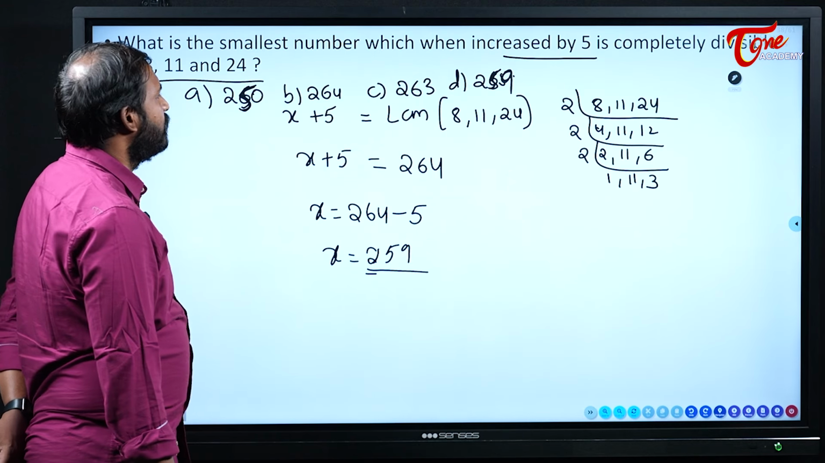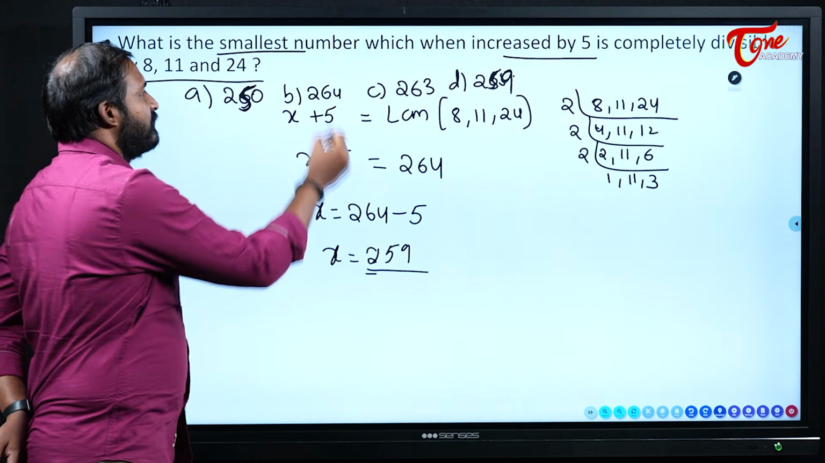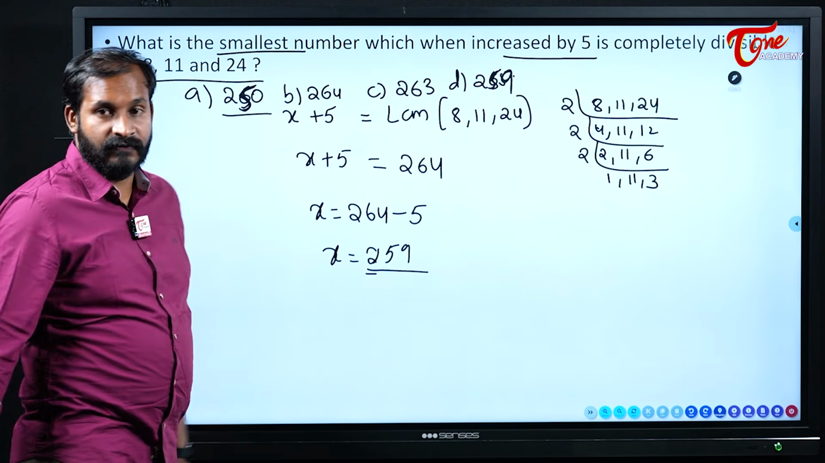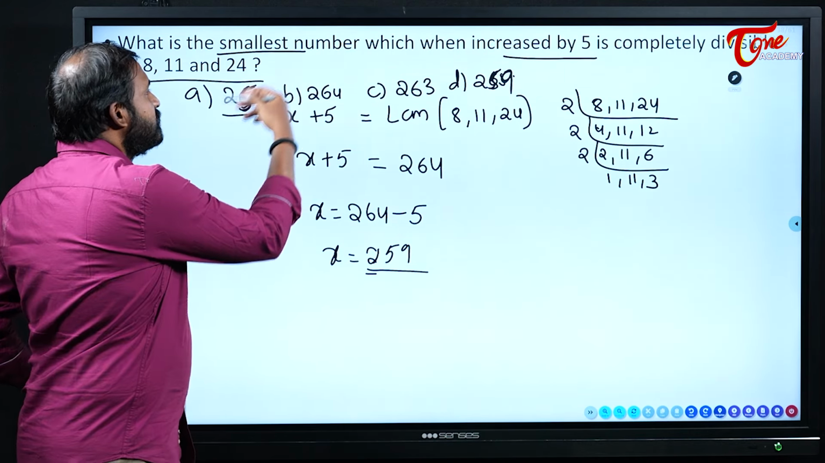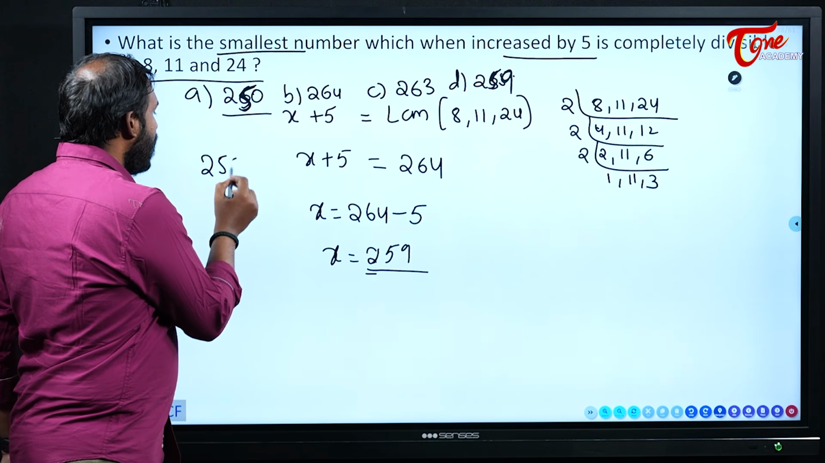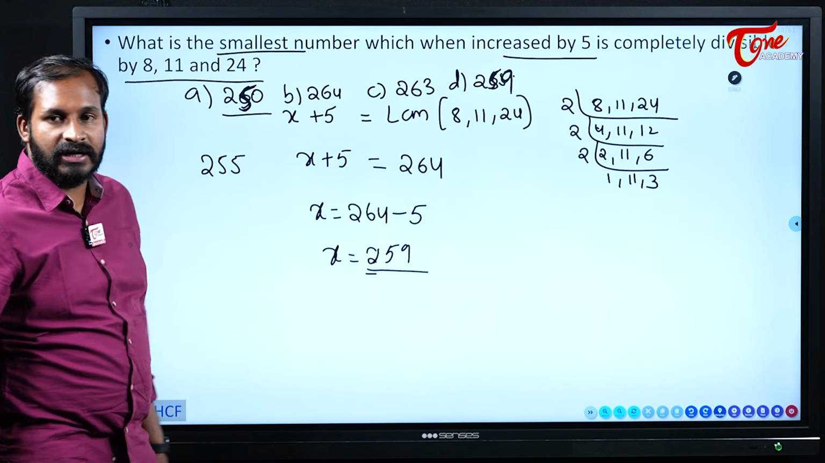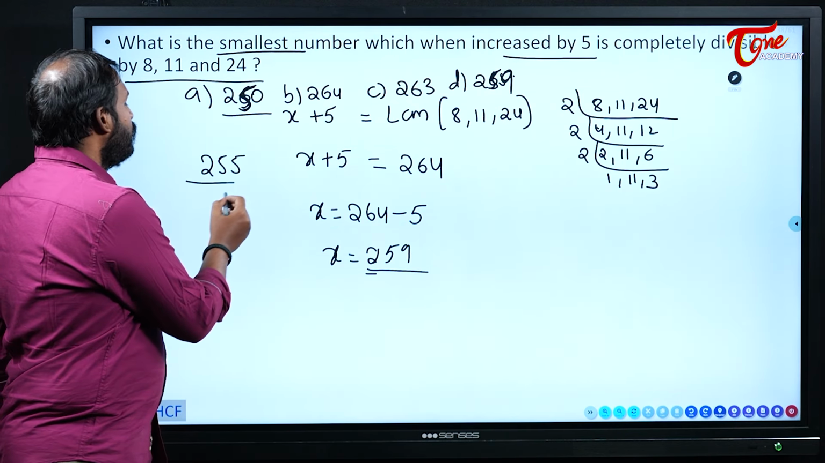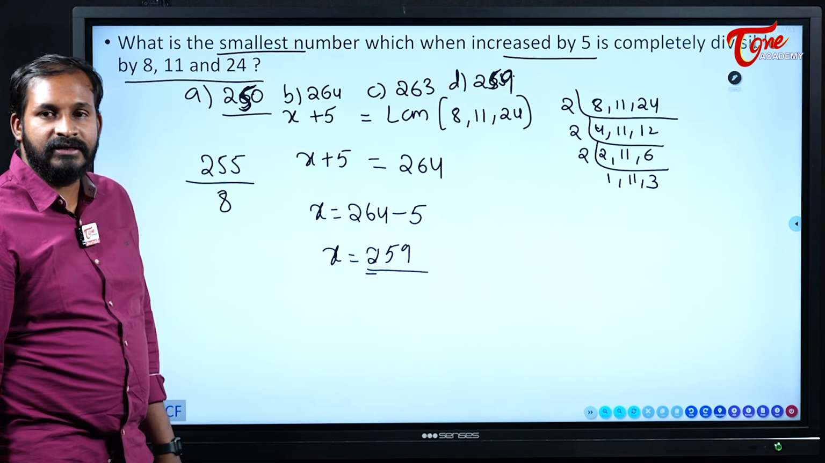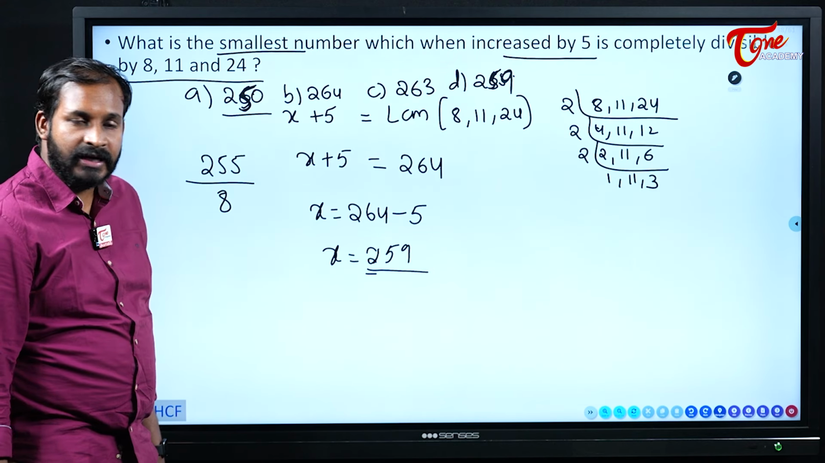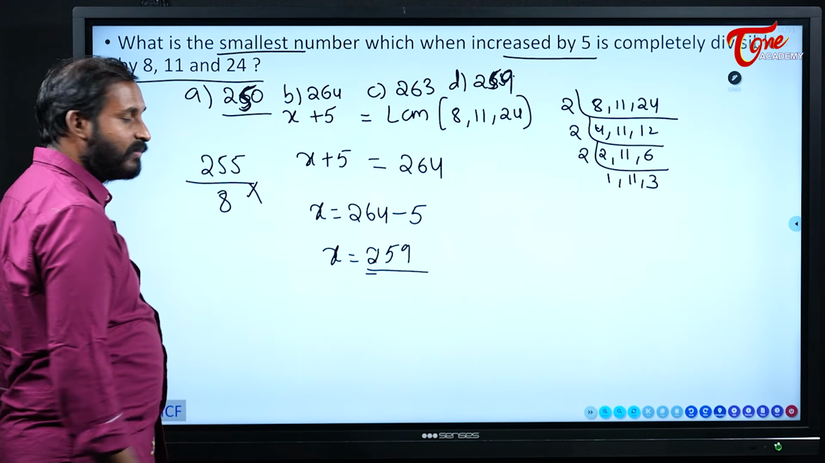Why will we verify it from the smallest number? Because in the question they clearly mentioned that it is the smallest number. So what is the smallest number I have here? 250. So I will increase this 250 by 5. So what does it become? 255. I will check whether 8, 11 and 24 are dividing this 255 or not. Okay. So 255, is 255 divisible by 8? This is an odd number, right? Is an odd number divisible by 8? No. So 255 is not my answer.